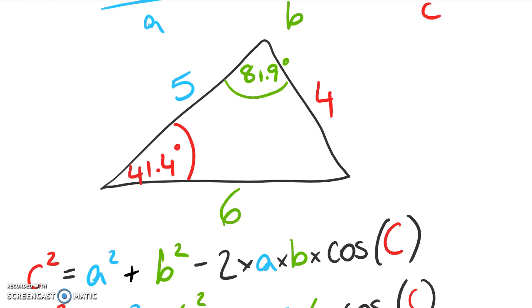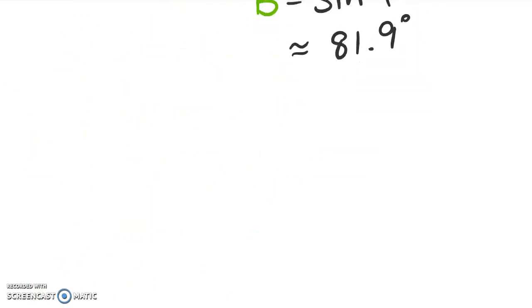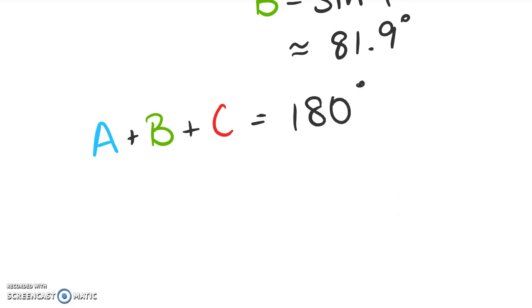Okay, so we've only got one angle left. We could keep using the sine and cosine rules, but we do know that angles in a triangle have to add to 180 degrees. So we know that angle A plus angle B plus angle C is 180 degrees, and we have two of those angles, so it's going to be really nice and easy for us to calculate angle A now. So we know A plus B plus C equals 180 degrees.